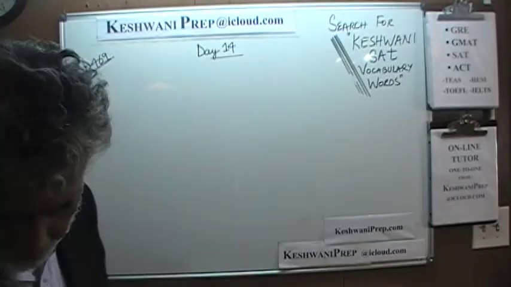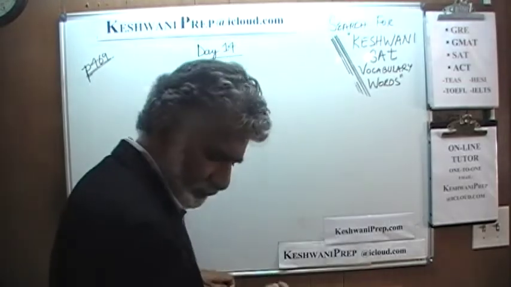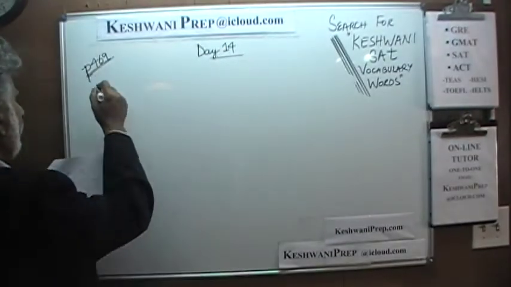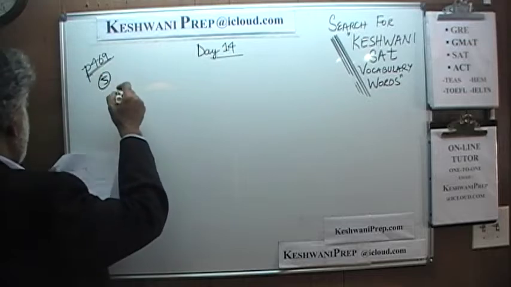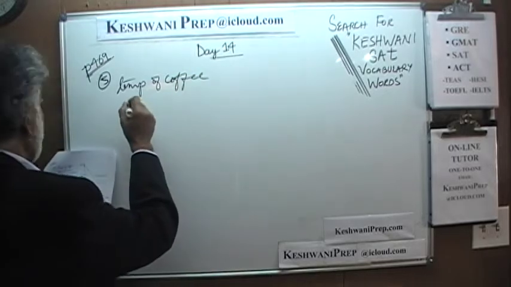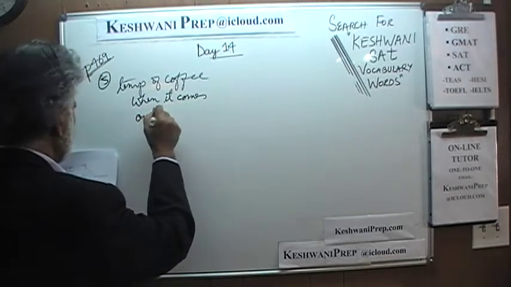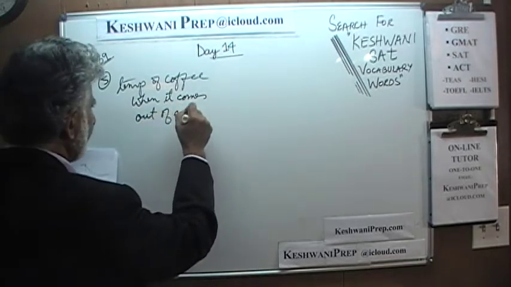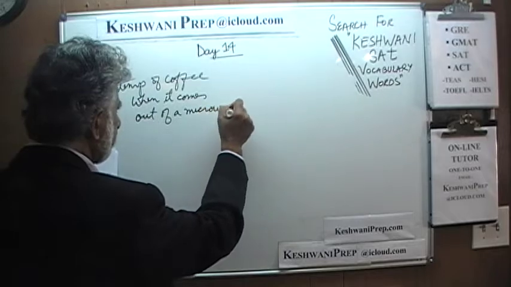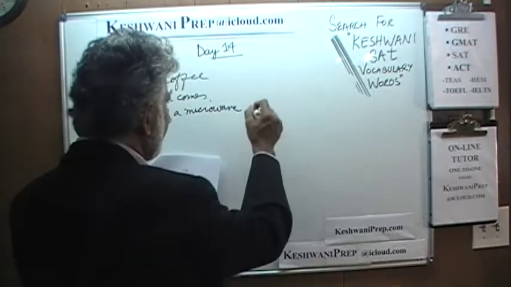That was number 4. That took some time. Number 5, I'm going to change the marker, because this marker I don't like. Number 5 is another straightforward one. What's going on in number 5 is, we have the temperature of coffee when it comes out of, let's just say, a microwave. That's what the question is asking. What's the temperature of coffee when it just comes out of the microwave, based on the graph that they give us? And the graph that they give us looks something like this.